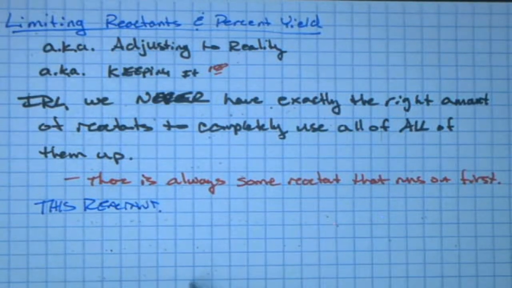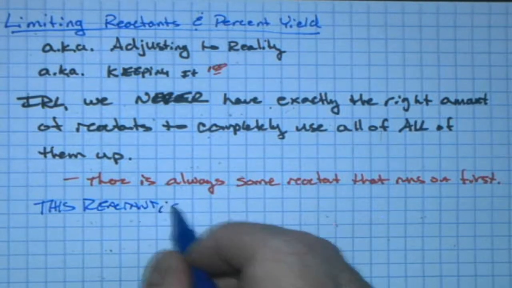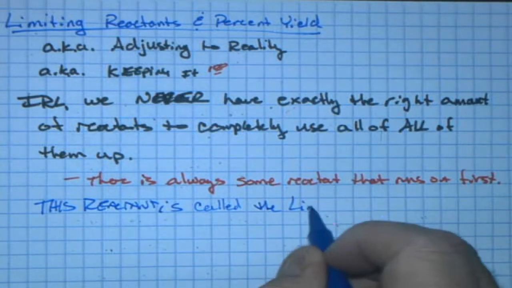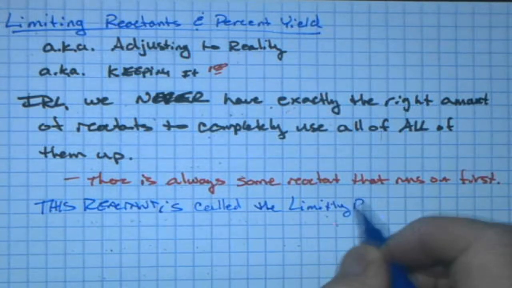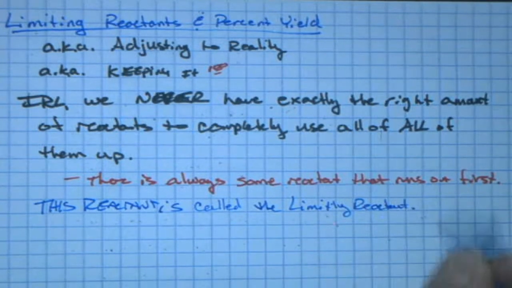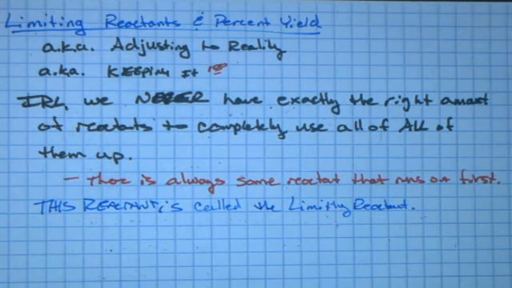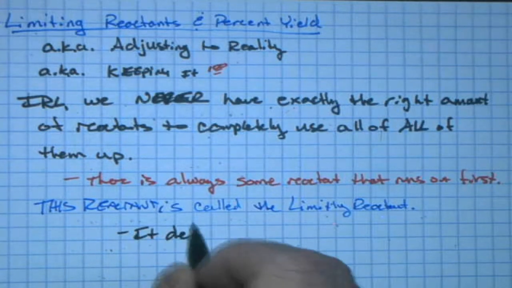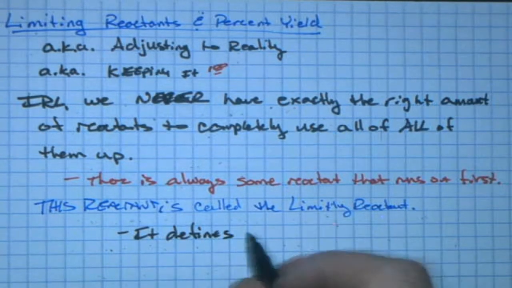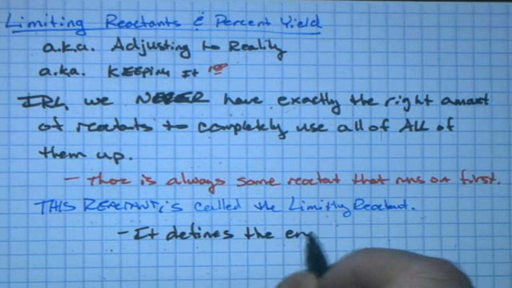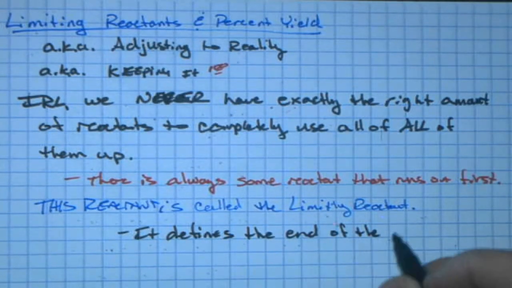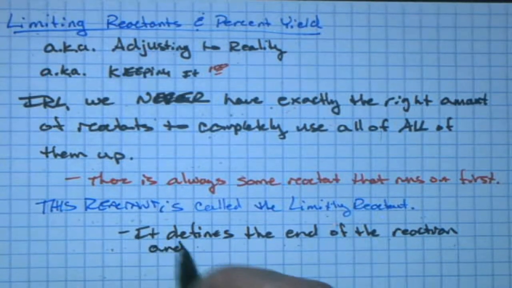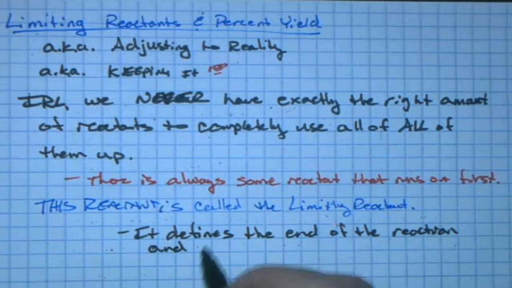Okay, this reactant, the one that runs out first, is called the limiting reactant. It is called the limiting reactant because it defines the end of the reaction and the amounts of product produced.